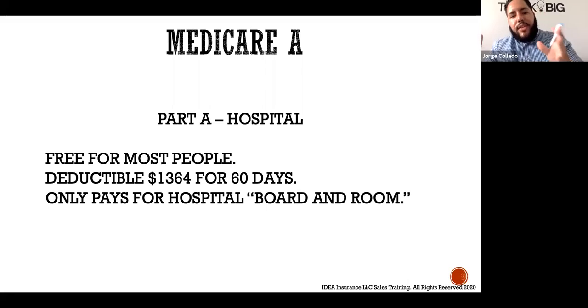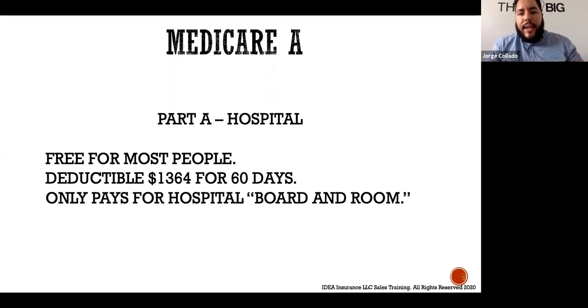So if somebody has to be admitted for more than 60 days, they'll have to pay more money out of pocket, which I'm not going to go into detail on, but it's not free. They do have this deductible that they're responsible for, even if they were only in the hospital for one day. They have to come up with over $1,300 deductible. The other problem with Part A is that it only covers the hospital board and room.